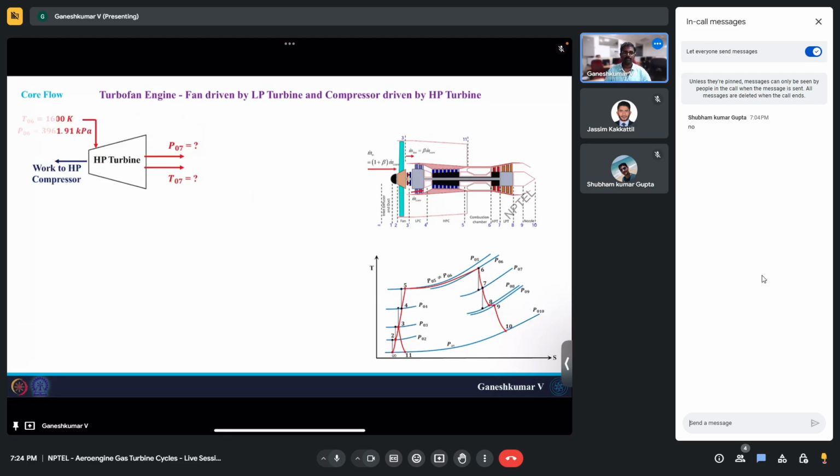Again, HP turbine, there is no change. As I said, HP turbine just runs the HP compressor. All these are in the core stream. It doesn't run the fan. Okay. So the work is only to the HP compressor.